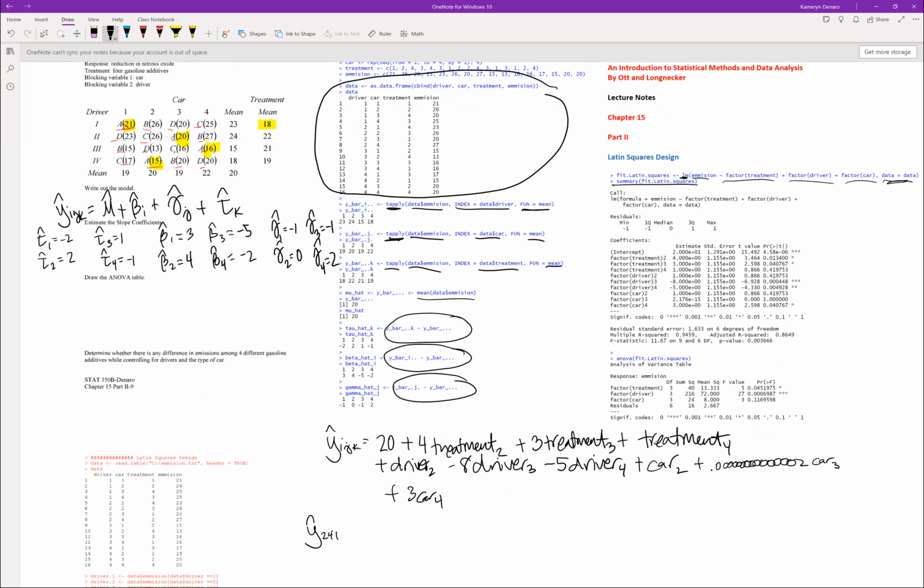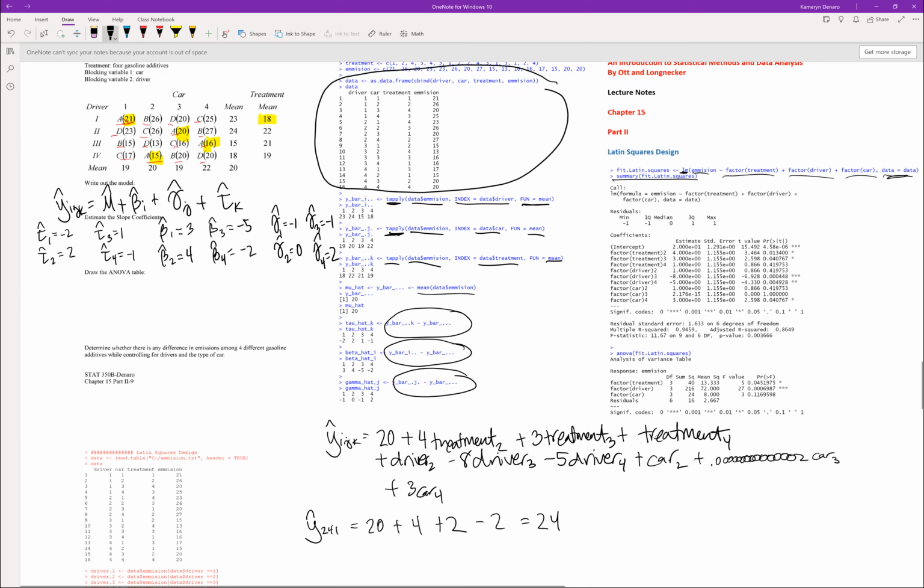So our mu hat, that was 20, right? So 20 plus our driver is our beta hat. So what is our beta hat 2? Beta hat 2 is 4, right? And then car 4, remember those are our gammas. So plus 2, and then treatment 1, so that's tau hat 1 minus 2. So our estimate here would be 24.